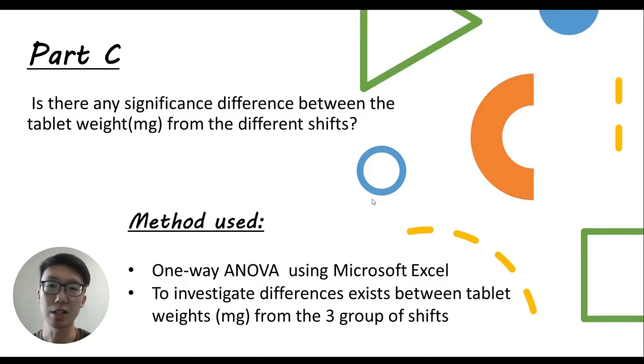Is there any significant difference between the platelet weight from the different shifts? The method we use is one-way ANOVA in Microsoft Excel. The purpose of using this method is to investigate whether a difference exists between platelet weight from the 3 groups of the shift.